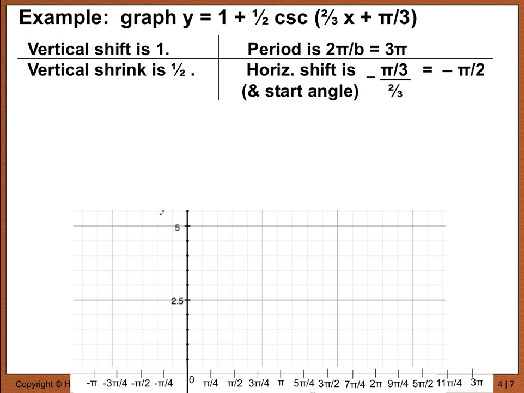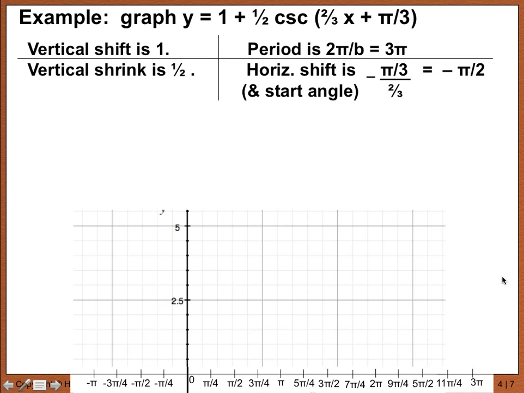Okay, so here's what we can tell just from looking at the equation. We have a vertical shift of 1, our D is 1. We have a vertical shrink of 1/2, because our A is 1/2. Period is 2 pi over B, and since B is 2/3, 2 pi divided by 2/3 equals 3 pi. And a horizontal shift, which for sine, cosine, secant, and cosecant all always coincides with the start angle. Or horizontal shift and start angle is negative pi over 3 over 2/3.